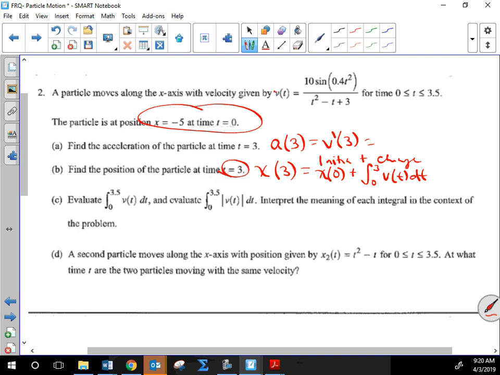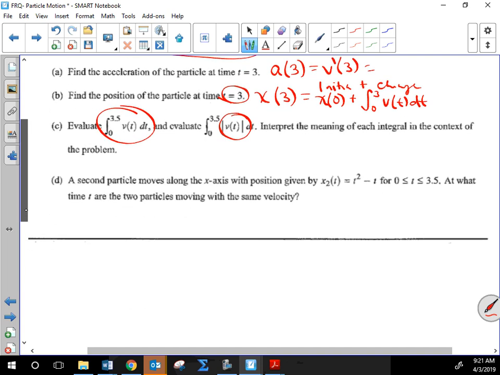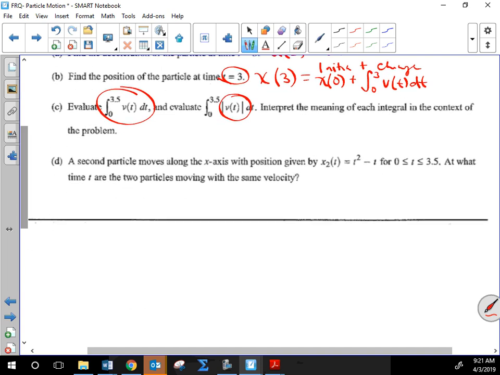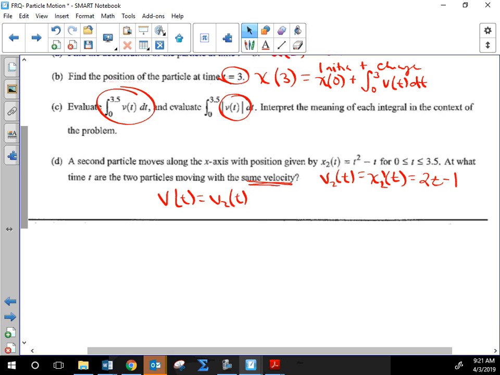When we're doing the integral of the absolute value of velocity, what are we finding? Total distance, good. So then what is this guy doing? Good, displacement. Okay, and then they throw in a second particle, and they give us the position for that, and they ask at what time are the two particles moving with the same velocity. So if I have position, then my velocity is just equal to the derivative of my position. 2t minus 1, and then you just want to find where our velocity from above is equal to my velocity. So, okay, let's go and take a look at our answers for this.